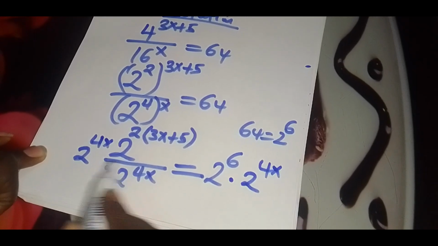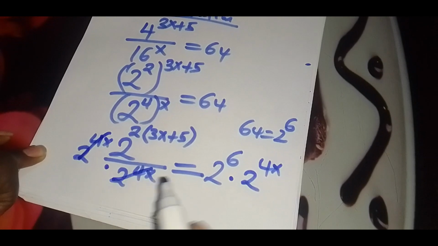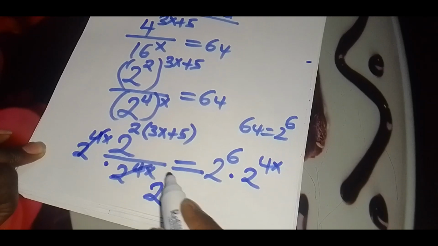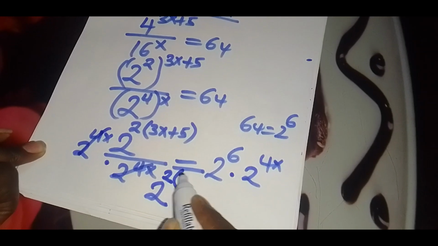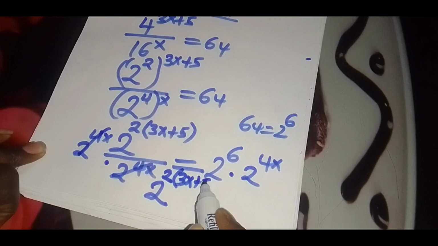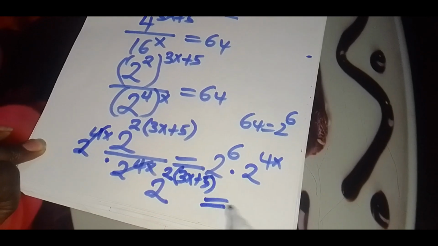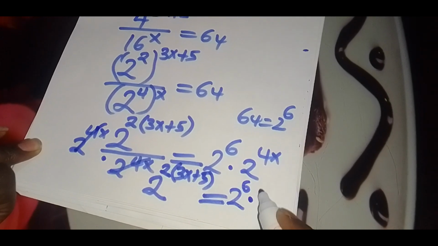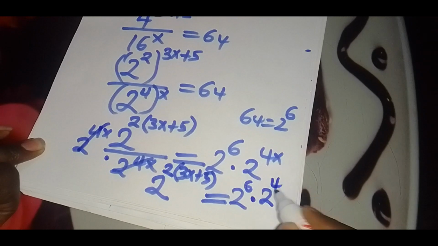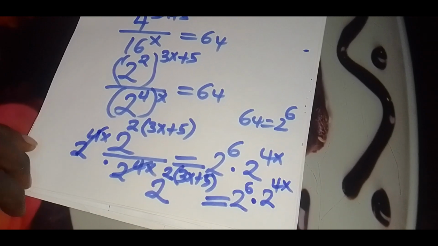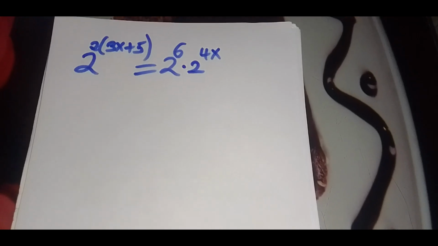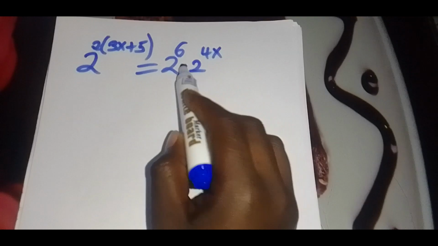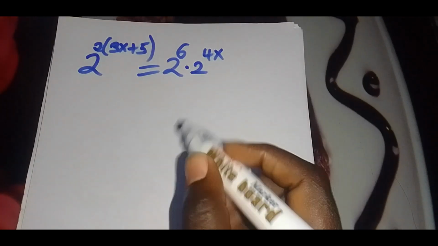Okay, so 2 raised to power 4x simplifies, so that now we're going to have 2 raised to power 2 multiplying by 3x plus 5. This is equal to 2 raised to power 6 multiplying by 2 raised to power 4x. Okay, we have 2 raised to power 2 multiplying by 3x plus 5 equal to 2 raised to power 6 multiplying by 2 raised to power 4x.